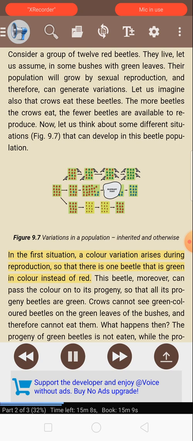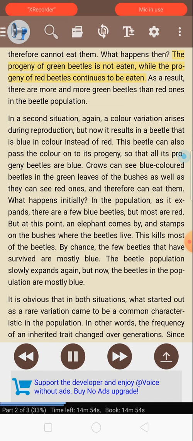In the first situation, a color variation arises during reproduction, so that there is one beetle that is green in color instead of red. This beetle, moreover, can pass the color onto its progeny, so that all its progeny beetles are green. Crows cannot see green-colored beetles on the green leaves of the bushes and therefore cannot eat them. What happens then? The progeny of green beetles is not eaten, while the progeny of red beetles continues to be eaten.